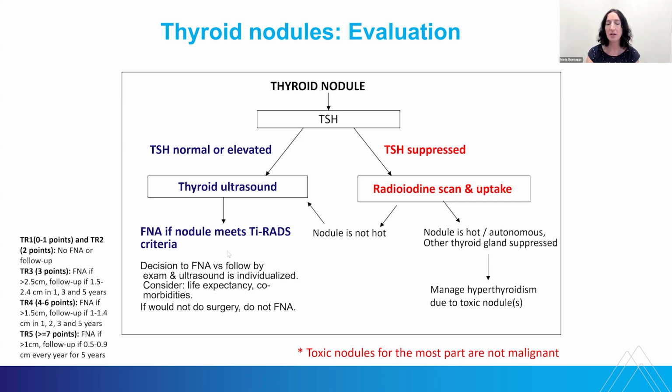And so if the thyroid ultrasound is done, and the TI-RADS criteria say that you meet criteria to do an FNA because there's enough of a risk of malignancy, then you have to decide with the patient. So if the patient has a lot of comorbidities and a shortened life expectancy, then maybe we won't refer them for an FNA. But if they decide they want to go ahead with that, then we would, knowing that if it comes back as cancer, we would want to refer for thyroidectomy.